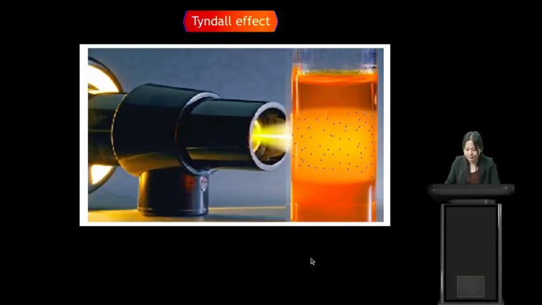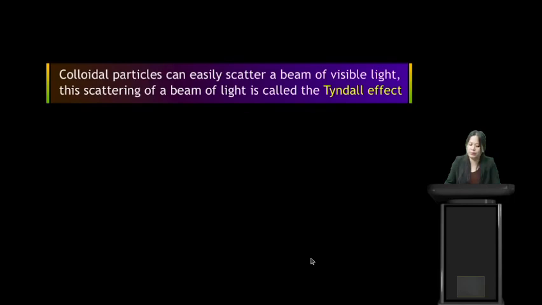What is the Tyndall effect? So let us see. Colloidal particles can easily scatter a beam of light. This scattering of a beam of light by the colloidal particles is known as the Tyndall effect. Remember this term, okay, students? Colloidal particles can easily scatter a beam of visible light, and this scattering of a beam of light by colloidal particles is called the Tyndall effect.